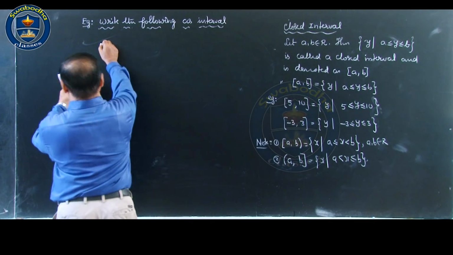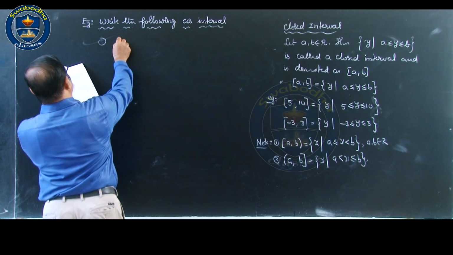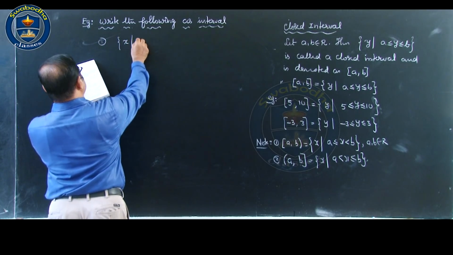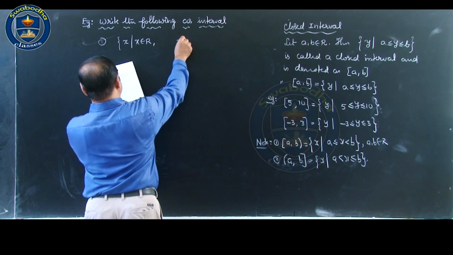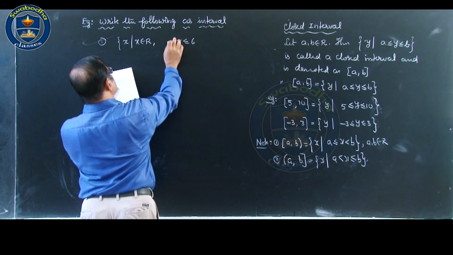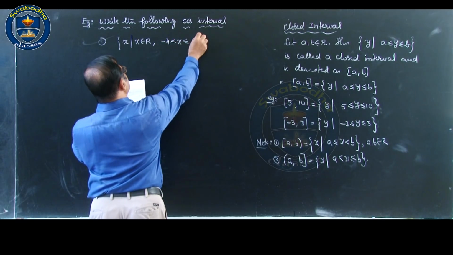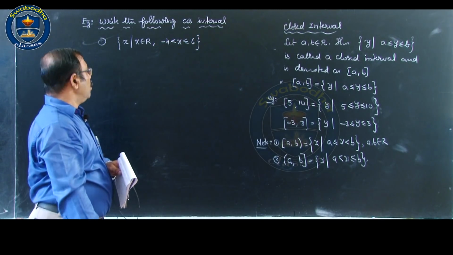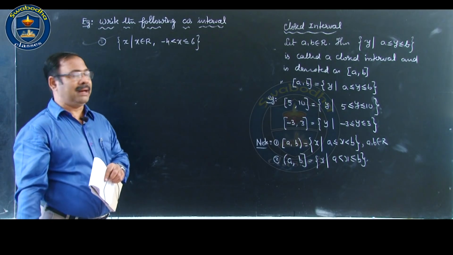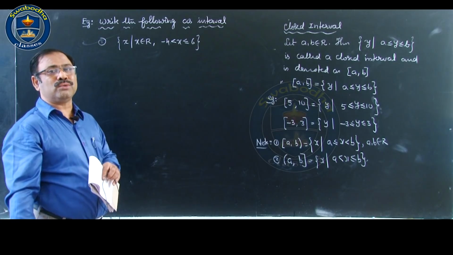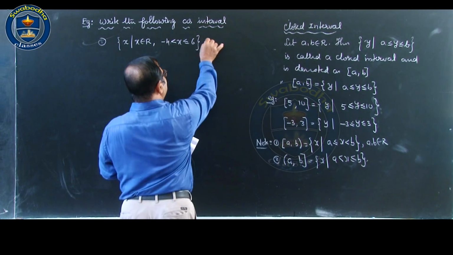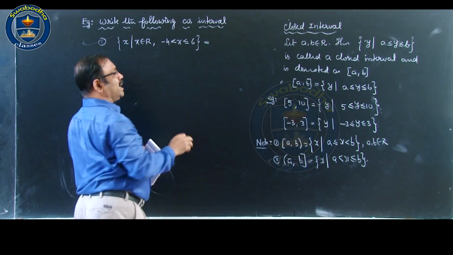Now, first example, see, they are writing the set of all x such that x belongs to R and x is less than or equal to 6, greater than minus 4. Look, what is that? x is a real number and x is less than or equal to 6, strictly greater than minus 4.